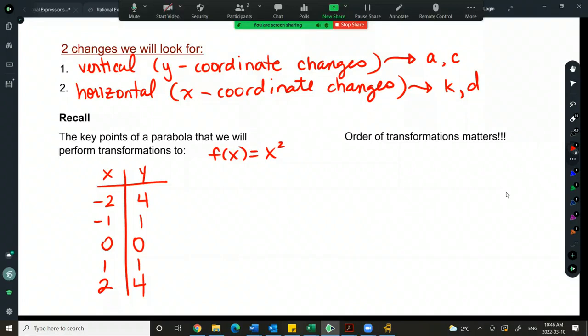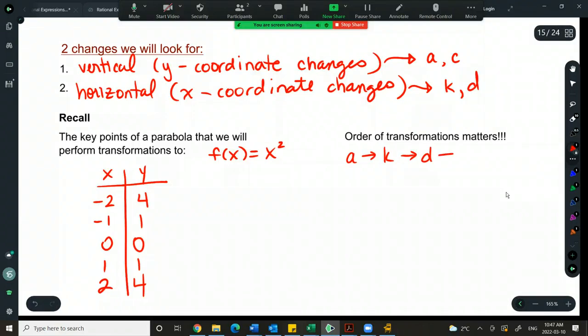Order of transformations matters, so we talked about doing A, and then K, and then D, and then C, and that will take care of transformations for you. Now, there's a little trick. On your previous worksheet, you were doing the stretches and compressions and flips first, and then I had you do the shifts last. I've got a little trick for setting up your equations so that you can do it all together, all at once, which is nice, because then you don't have to go through a million steps of doing all of them. So here's the little trick.